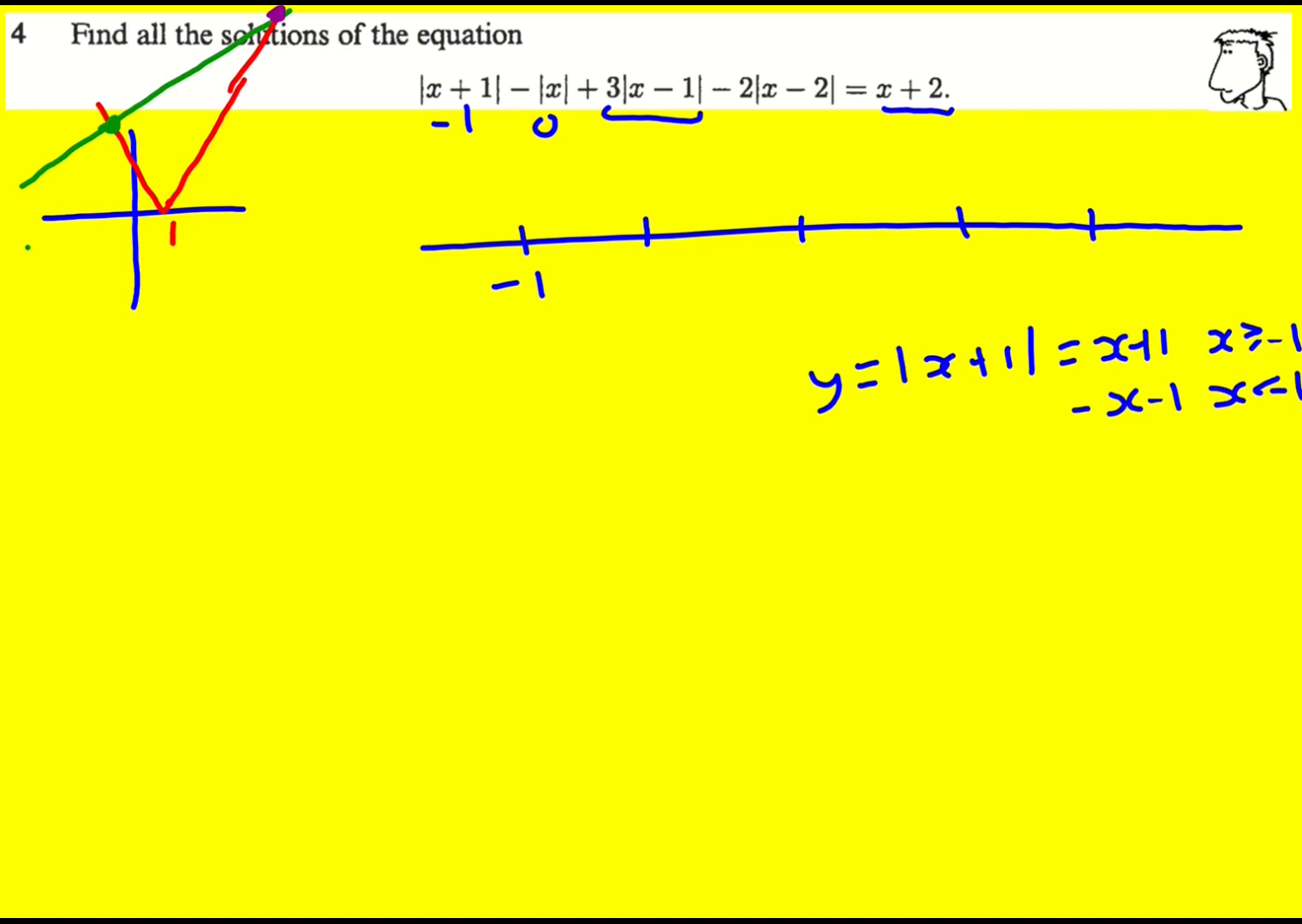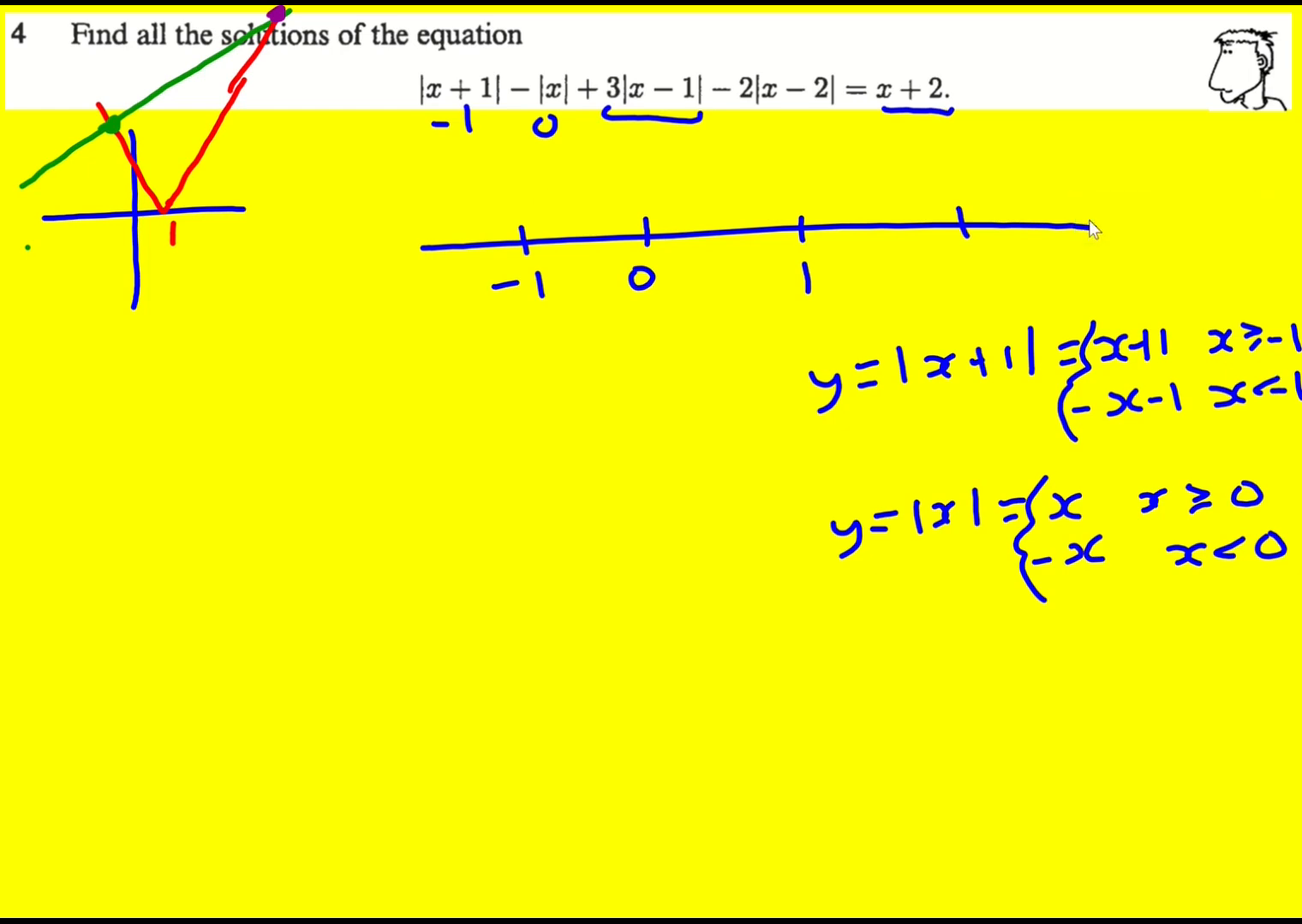So the modulus of x: y equals the modulus of x is equal to x if x is greater than or equal to 0. Technically, this shows it's a piecewise function. And then it's minus x if x is less than 0. Okay, next one is a critical point of 1. Just realized I've put in too many critical points. Get rid of that one.